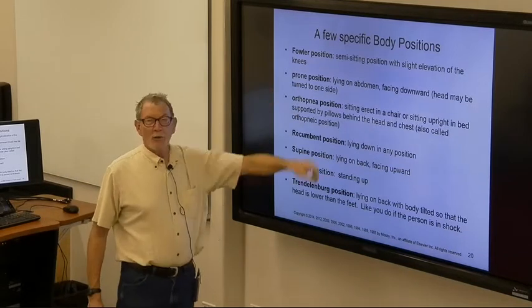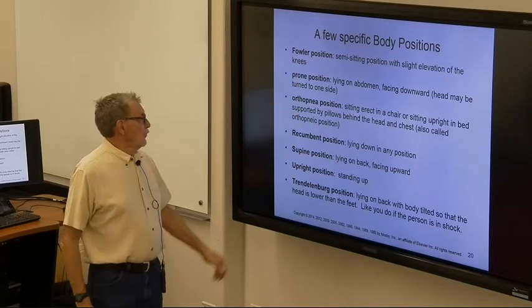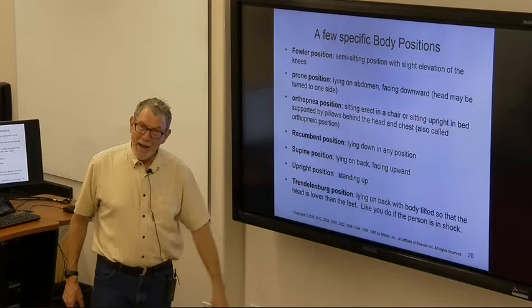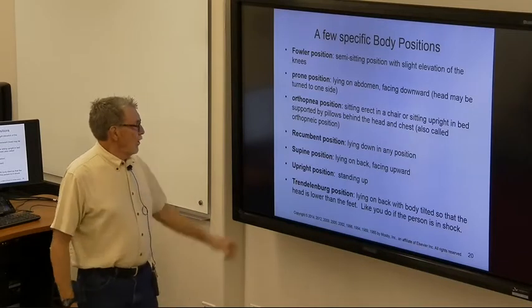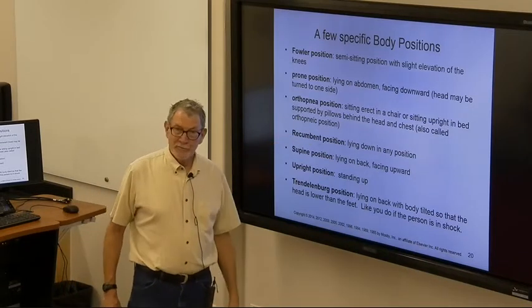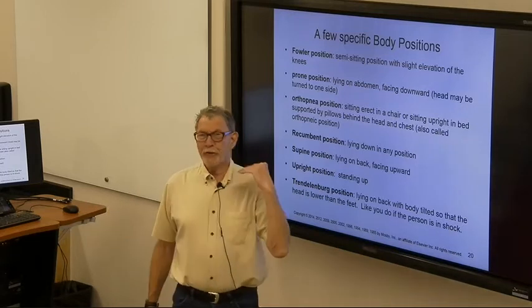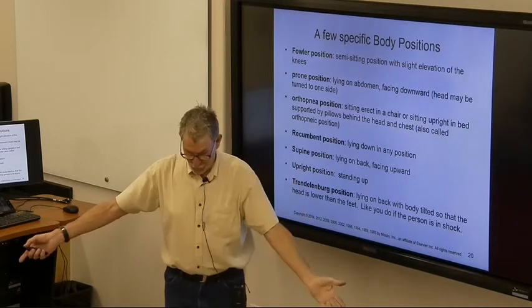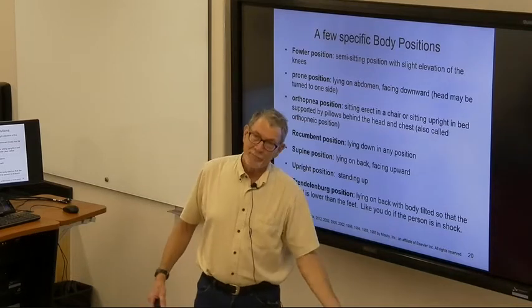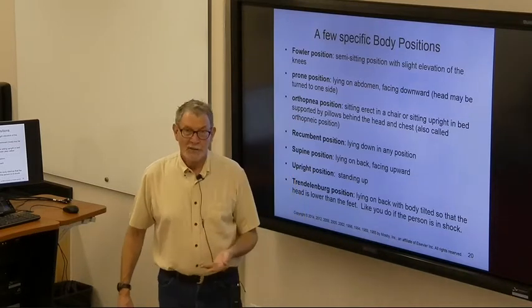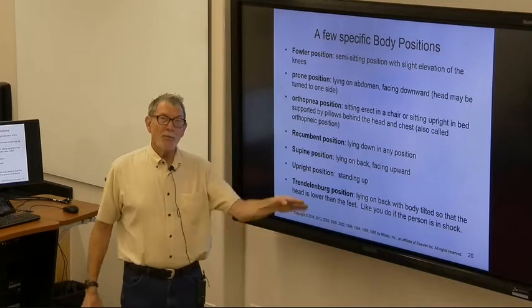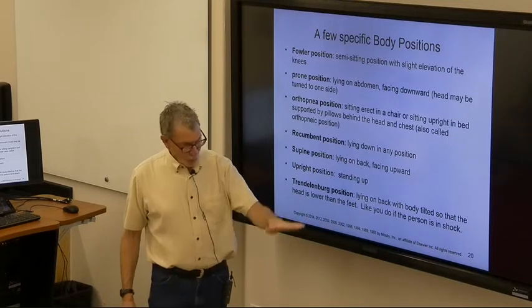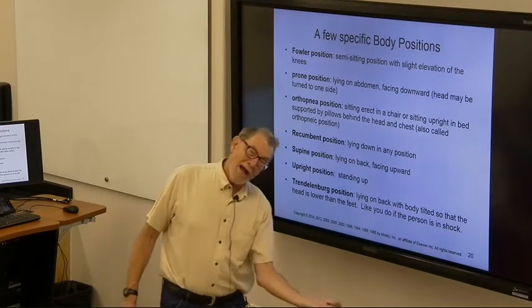Prone is lying on your stomach. Supine is lying on your back. Both of those are recumbent. Well, the person had this blood pressure when they were recumbent compared to upright. Upright means you're standing up. Recumbent means you're not. You're lying down somewhere. But while you're recumbent, you can be on your front or your back. On your front, you're prone. On your back, you're supine.